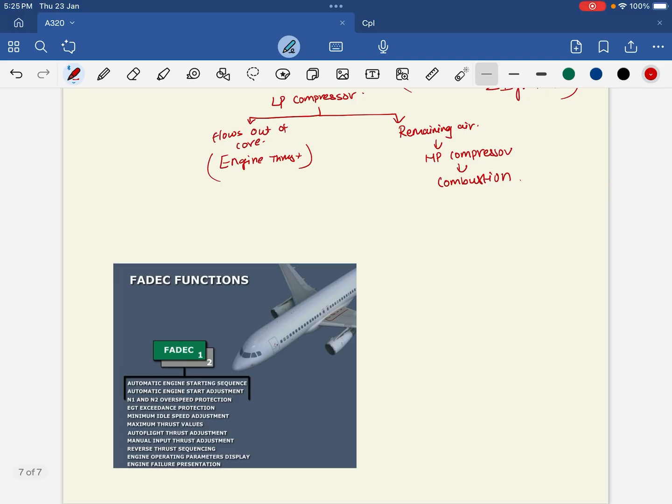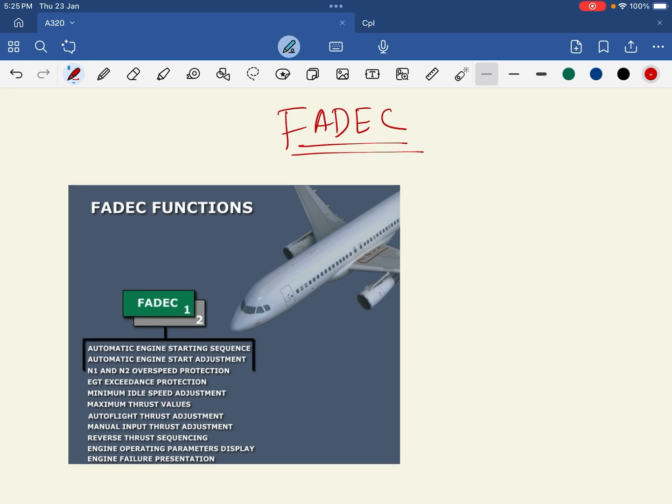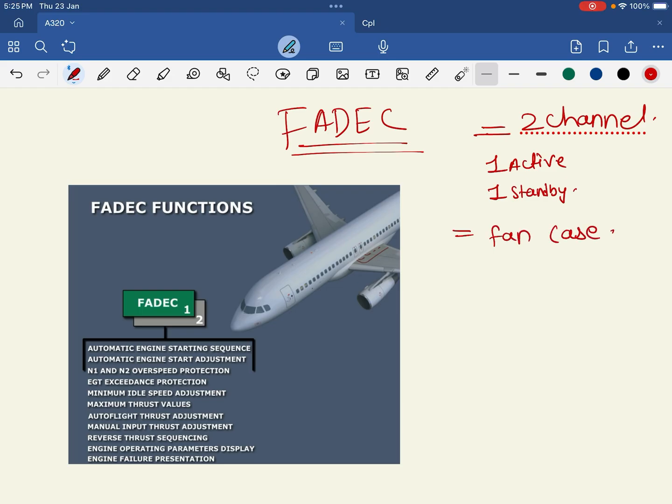Let's move to the next part. The next important thing is FADEC. As I've said, FADEC is a computer which monitors and controls the engine parameters. This FADEC has 2 channels. One is active and one is standby. In case one of the channels fails, the other will take over automatically. And this FADEC is mounted on the fan case.